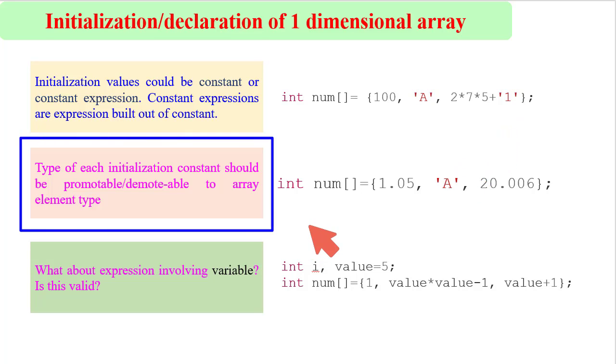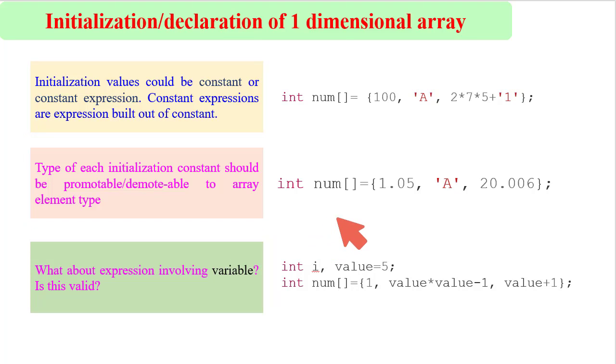The type of an initialization constant should be promotable or demotable to the array element type. So num is an integer type array variable. In the initialization of this array, the first element is 1.05, next the character constant 'A', next 20.006. This is also a valid expression. What will the value in the first memory location be? The value in the first memory location will be 1, the value in the second memory location will be 65, and the value of the third memory location will be 20.